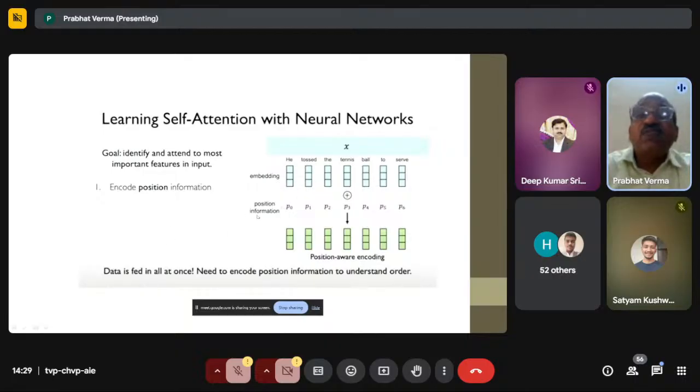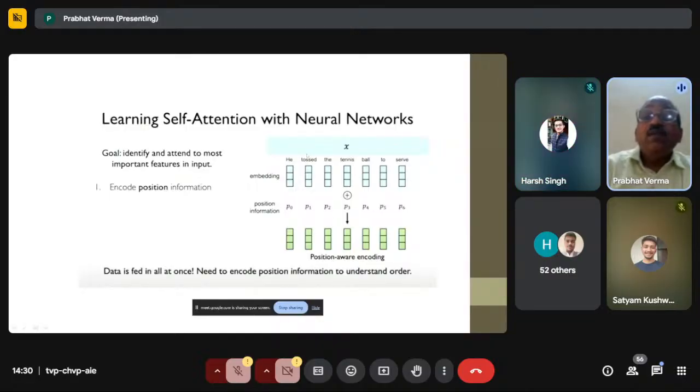You must preserve somewhere this position information, right? So data is fed. And what is the difference between the previous LSTM approach and this? In the previous LSTM, data is fed step by step, or sequence by sequence, but here the data is fed all at once. But still, it needs to encode the position information to understand the order. So we make the encoding, which is the position-aware encoding, right?